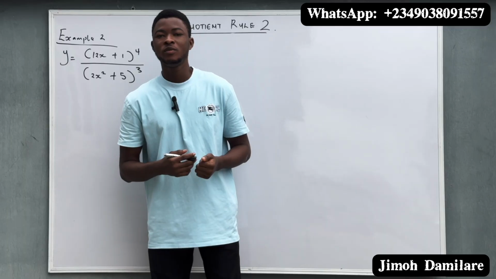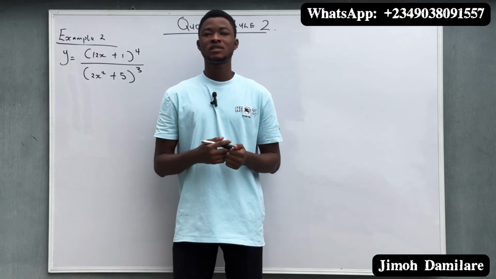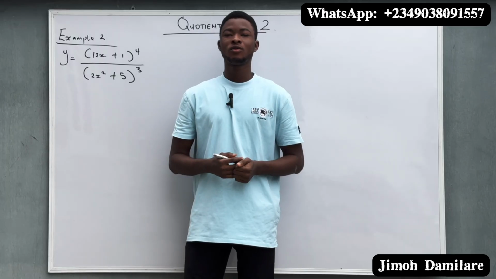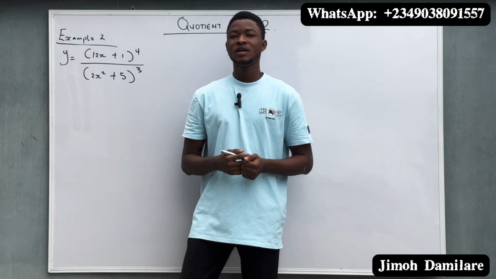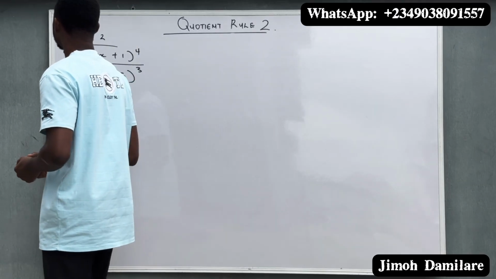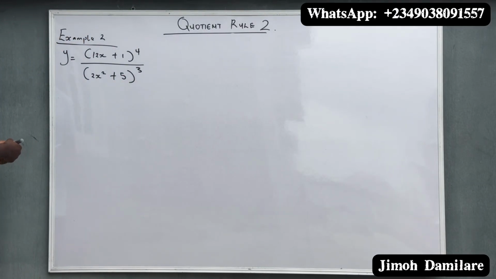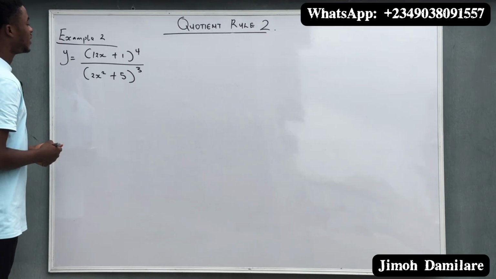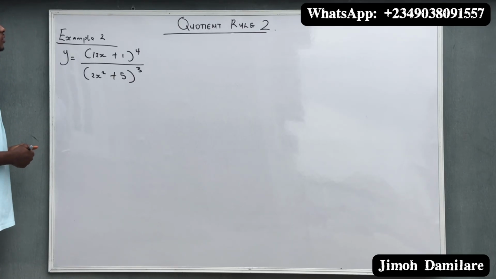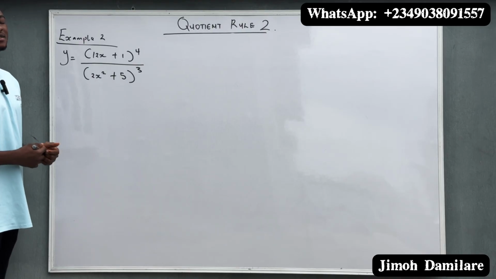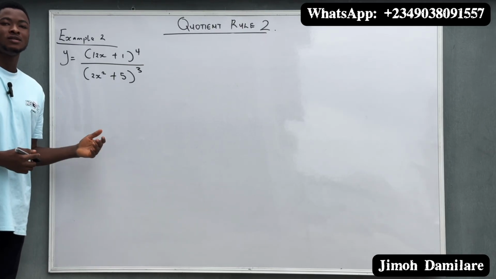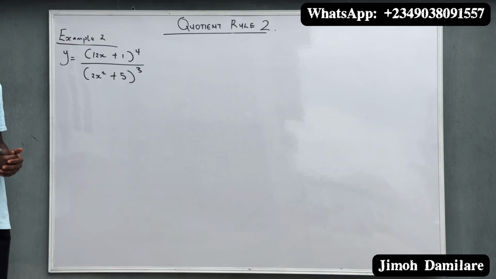In today's lesson, we'll be looking at another example still under the quotient rule method of differentiation. So the example as written on the board says that y is equal to (12x + 1) raised to power 4 divided by (2x² + 5) raised to power 3. So looking at this, we can see we have two terms dividing each other, and this still falls under the quotient rule method of differentiation.